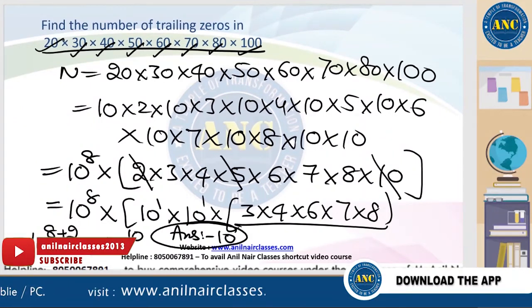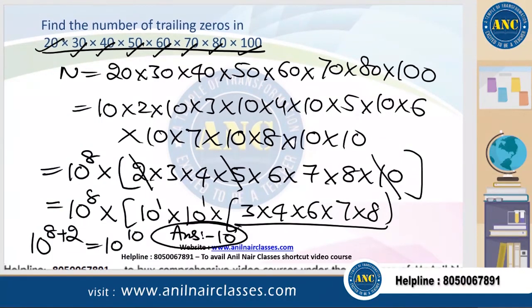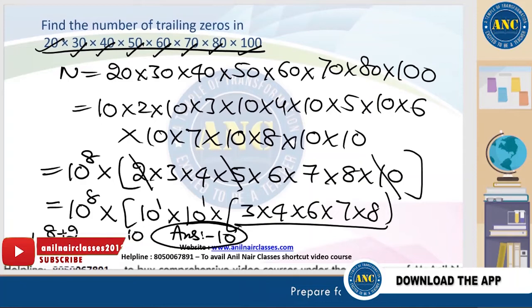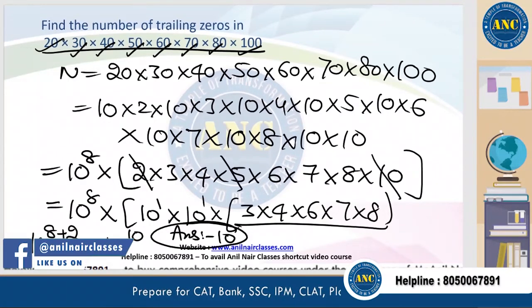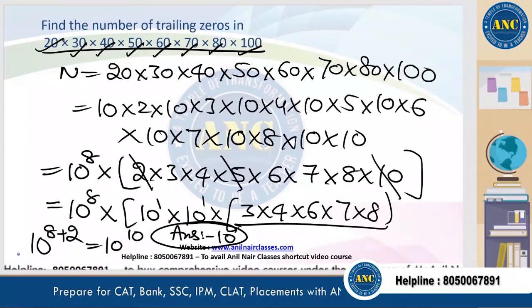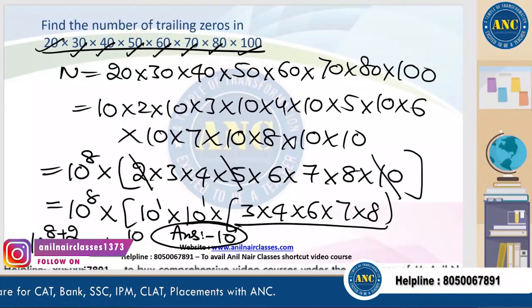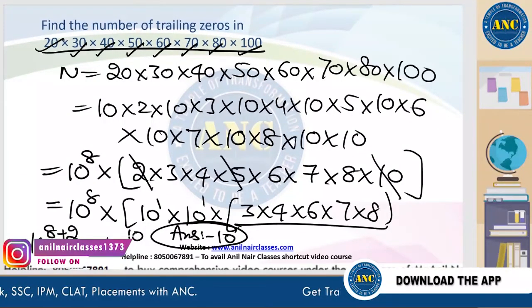I hope the idea is clear. The second class is primarily driven on the fact of how to find out the number of trailing zeros. If n factorial ends with x zeros, then n is greater than 4x. I hope the idea is clear.